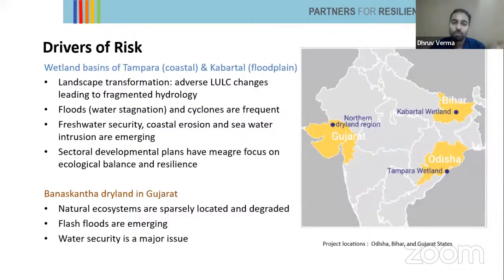Also, when we talked with communities, we observed that people still favor the relief-centric or relief and response packages rather than the preemptive DRR measures. And because of that, we have several risks that are emerging in these landscapes. For example, flash floods in Gujarat, water stagnation, coastal erosion in other parts of the country. Next slide, please.